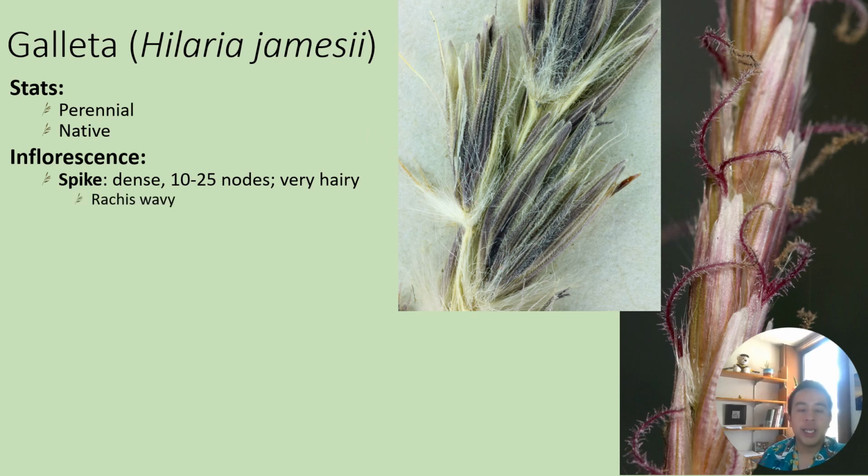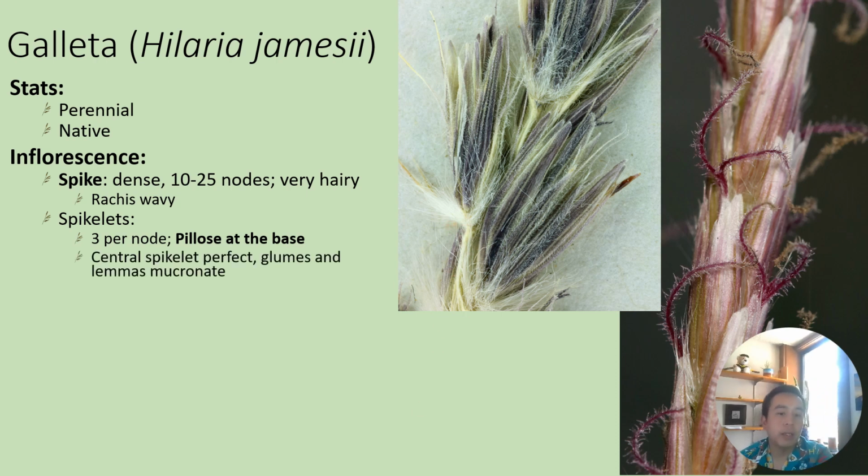Its rachis is actually wavy, and so you can't really see it that well in this photo, but if we were to take apart that densely spikelet spike, you would be able to see how wavy the rachis is. In terms of its spikelets, there's typically 3 per node, and it's often very pilose, which is a very intense type of soft hairiness, as we can see again in this photo right here. This is pilose at the base.